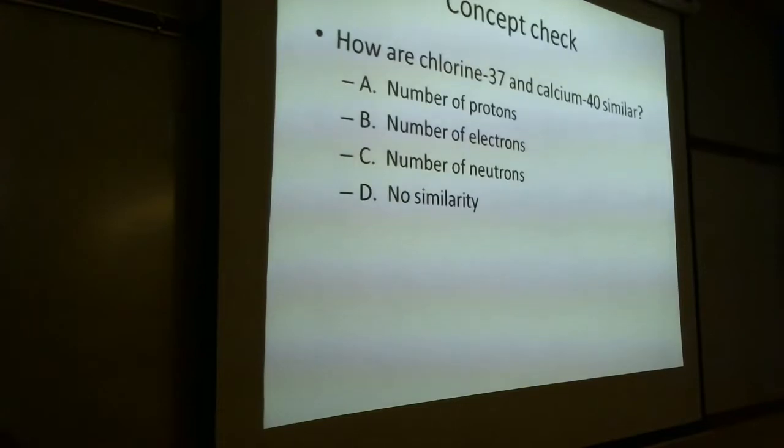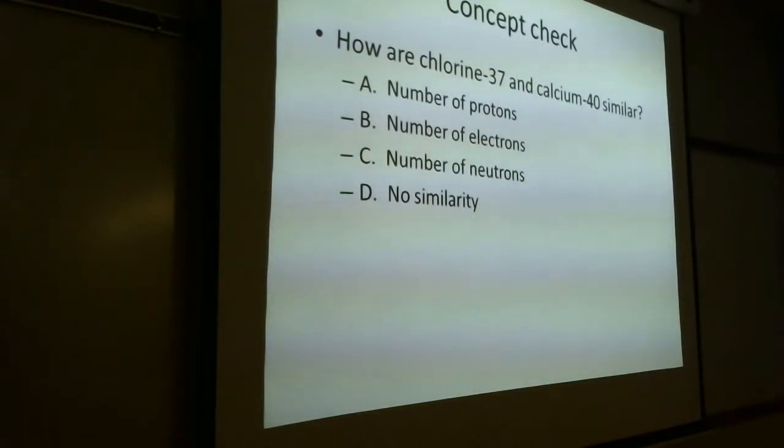So the easiest way to do this quickly is just to write some nuclear symbols. So let's do that. This is chlorine 37. So that means the mass number is 37 or the atomic number is 37? The mass number, right? So that's 37 on top. What goes on the bottom? 17. How did you get that? That's the atomic number. Okay, now let's do calcium 40.